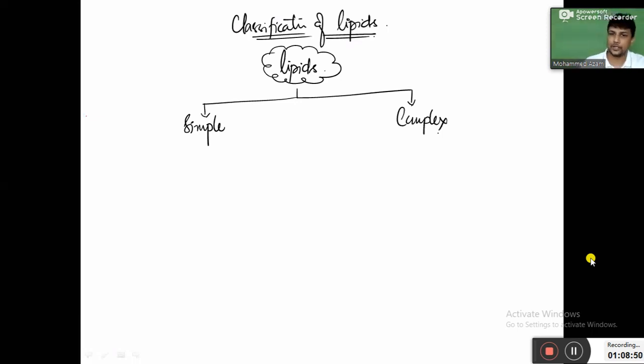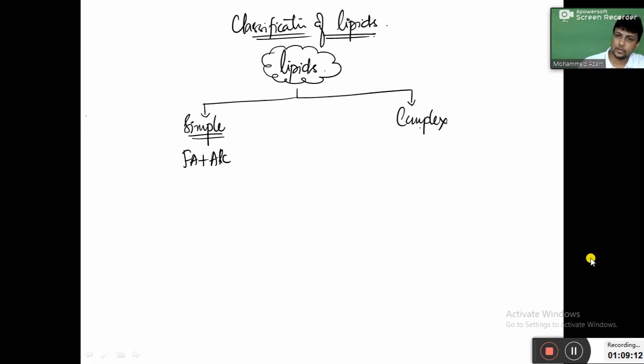Lipids are classified into two categories, simple and complex lipid. Now, what is the difference between the simple lipids and the complex lipid? Simple lipids will just have a fatty acid along with alcohol. That's all. Simple lipid, nothing else. Simple lipid means it will be having fatty acid along with the alcohols.